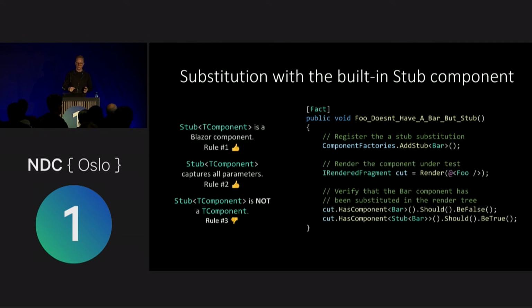Now if we use the method called hasComponent, which just queries the component tree and asks, do you have this component in you? Well, if we ask for a bar, then you should get false back, and if we ask for stop of bar, well, then we get true back.